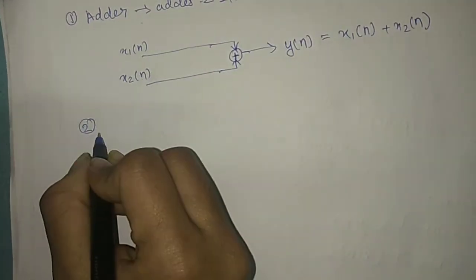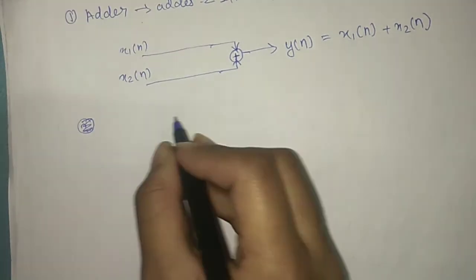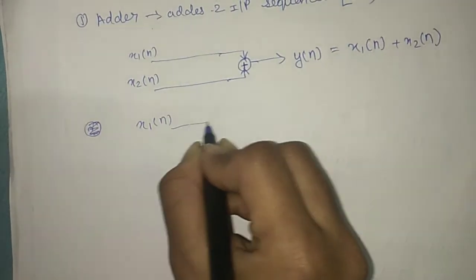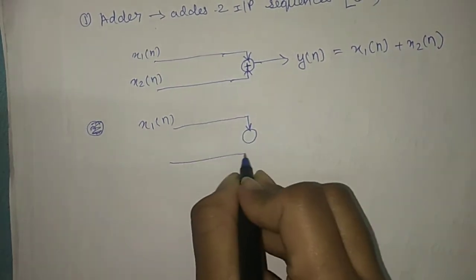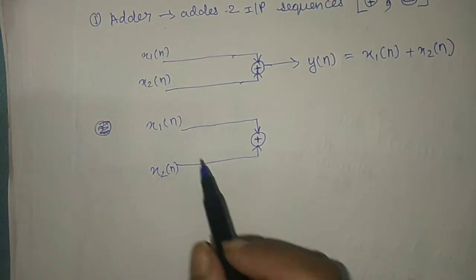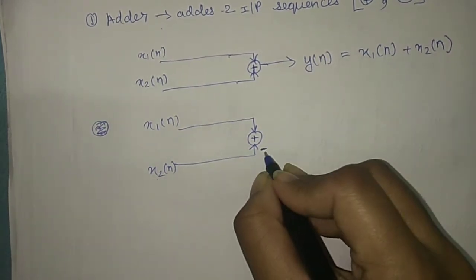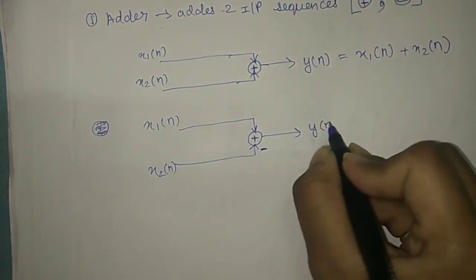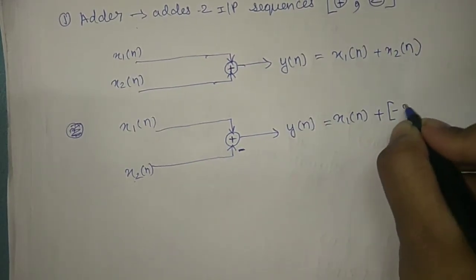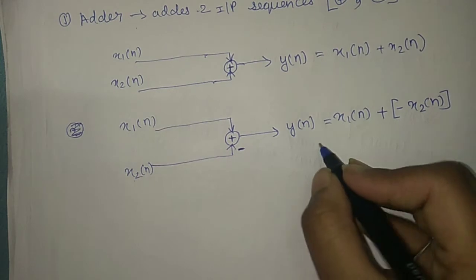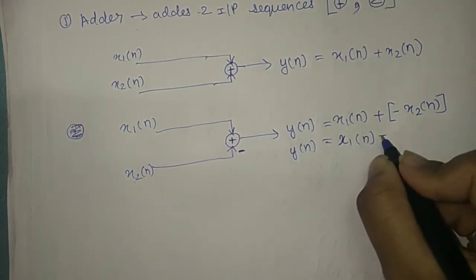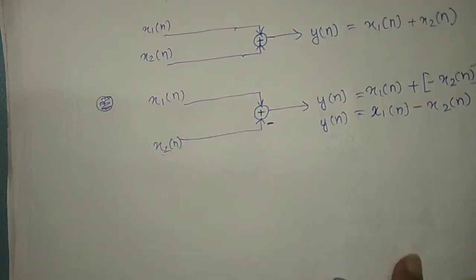There is also a subtractor, but the only difference is, if we have x1 of n as one signal and x2 of n as another, the first will remain plus, but we have to change the sign of the second signal. So here that would be minus, and the output we would get is y of n equals x1 of n plus minus of x2 of n. Ultimately this turns into y of n equals x1 of n minus x2 of n. So this is how the subtractor works.